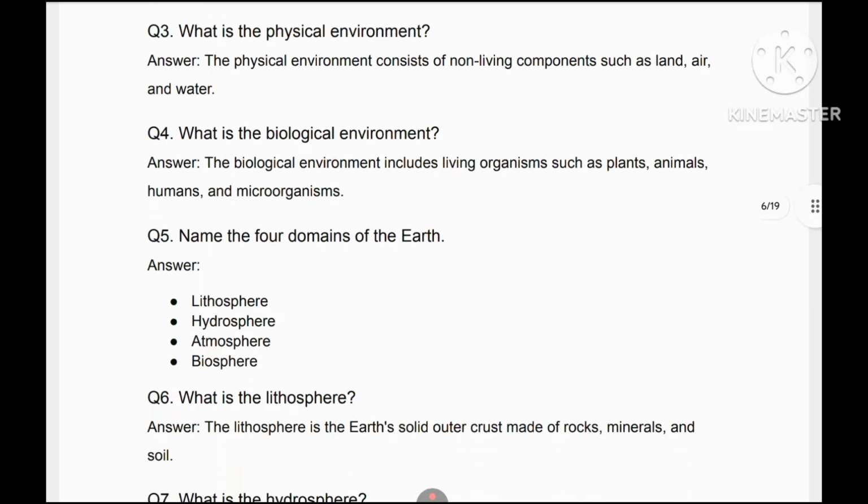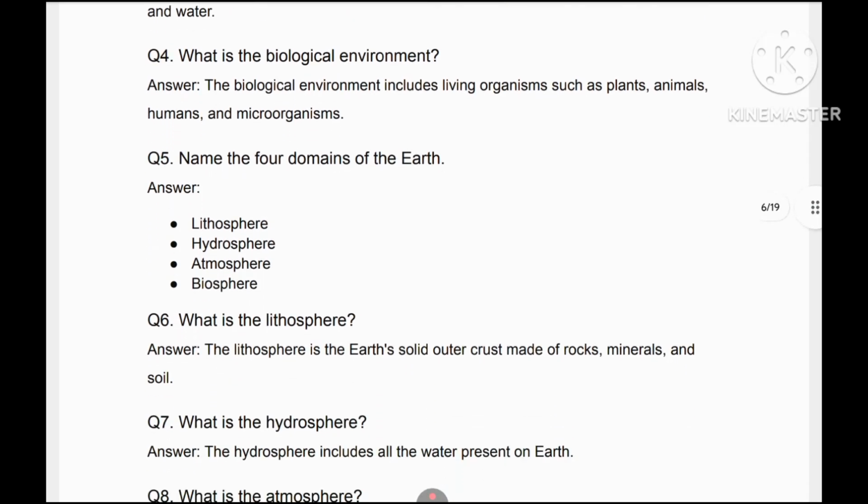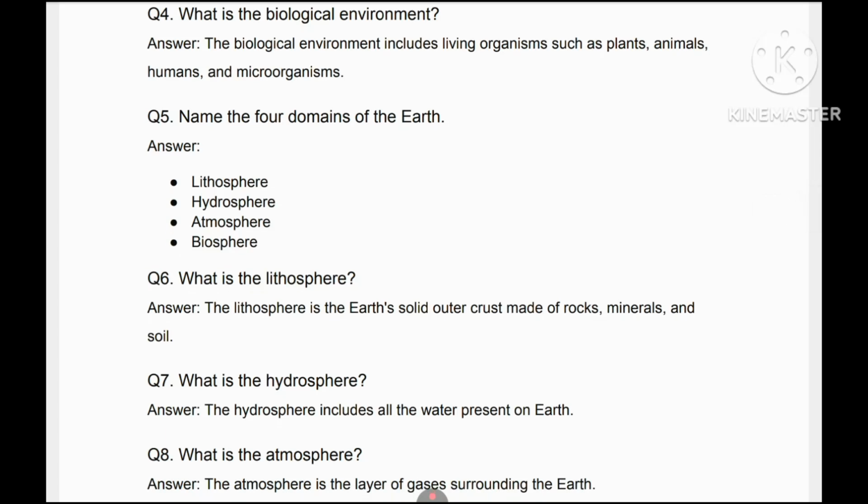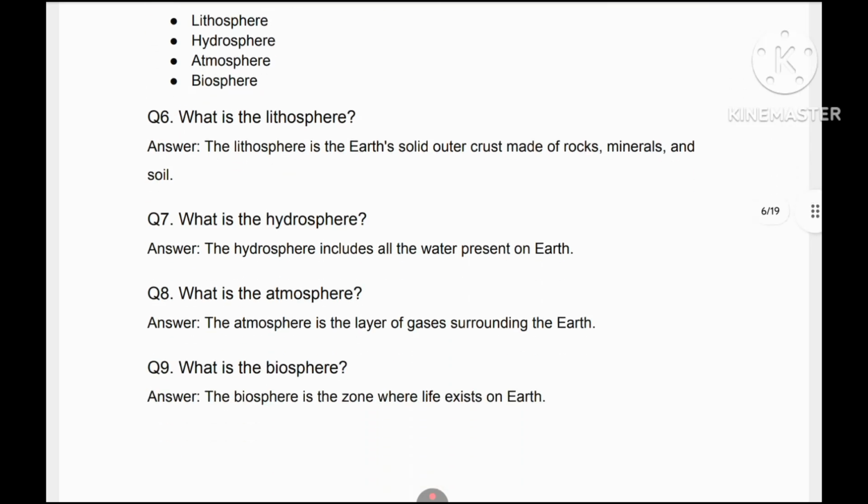What is the biological environment? The biological environment includes living organisms such as plants, animals, humans and microorganisms. Name the four domains of the earth: lithosphere, hydrosphere, atmosphere and biosphere. What is the lithosphere? The lithosphere is the earth's solid outer crust made of rocks, minerals and soil. What is the hydrosphere? The hydrosphere includes all the water present on earth.